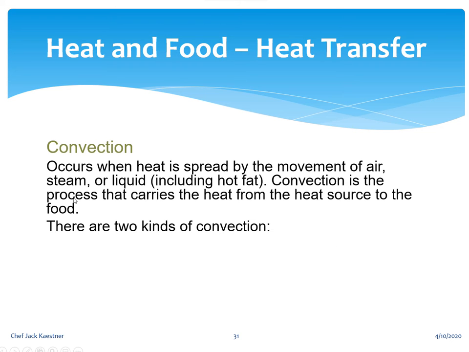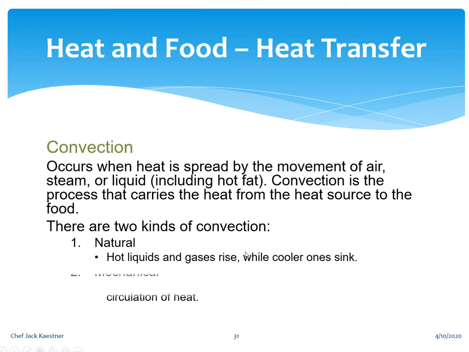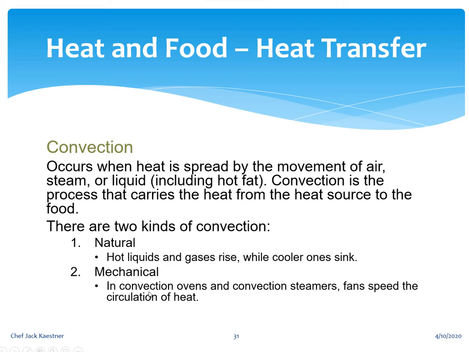Convection is when heat is spread through movement of air, steam, or liquid, including fat. There's two types of convection: when the hot liquids and gases are rising while the cooler ones sink, or you can have mechanical, like there's convection ovens or steamers, or if you have a spoon and you're stirring a pot.